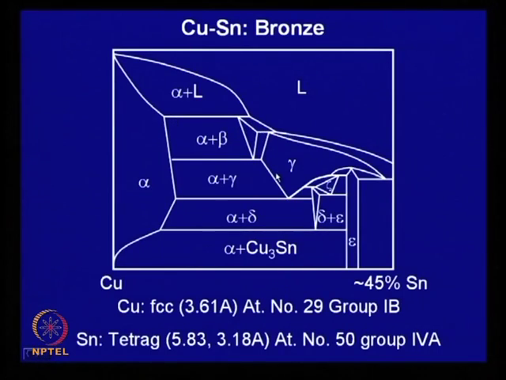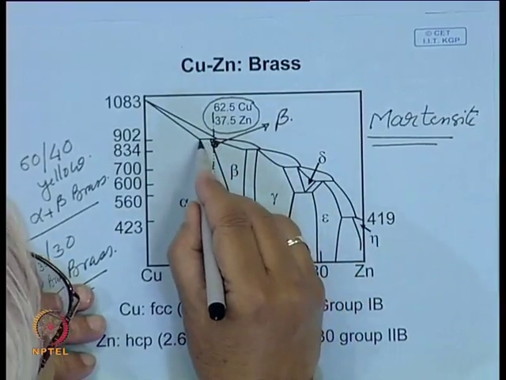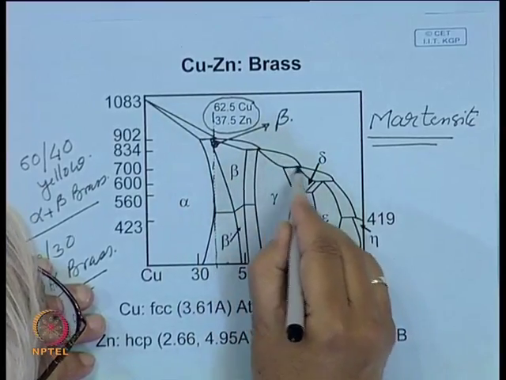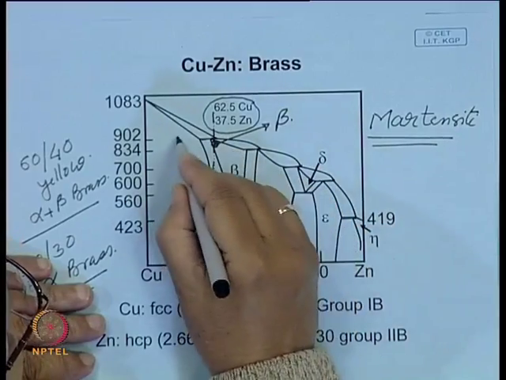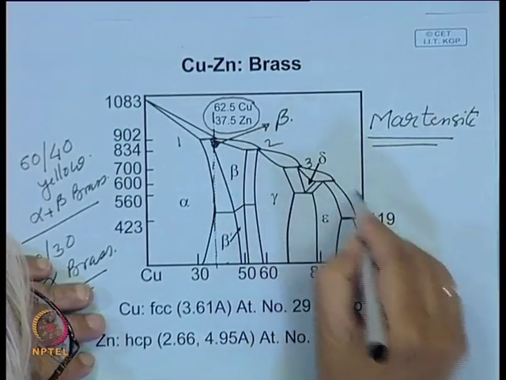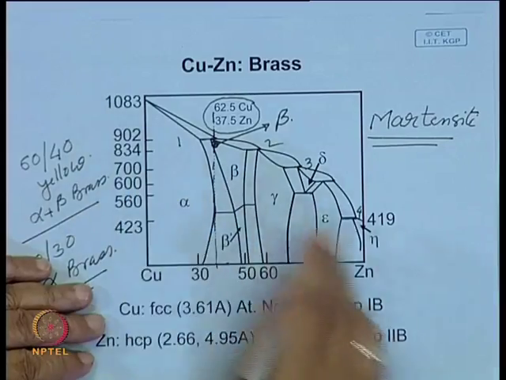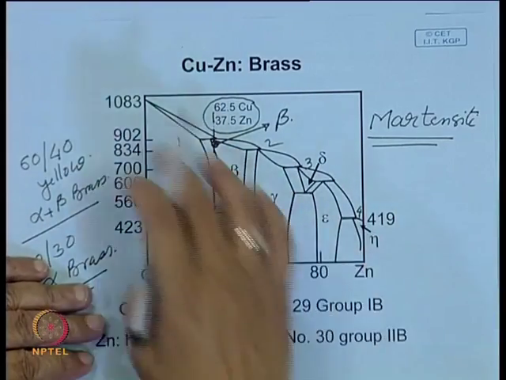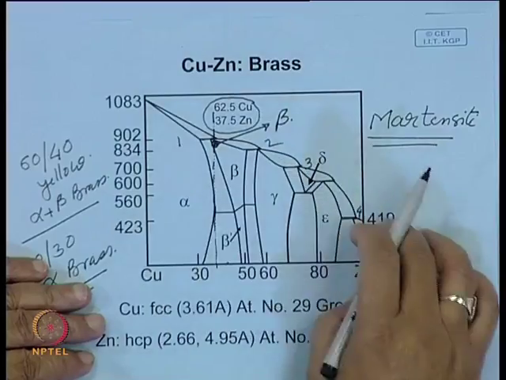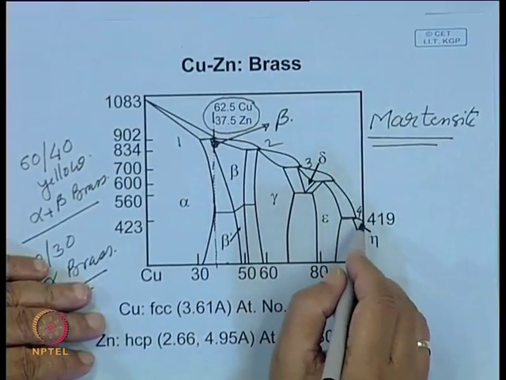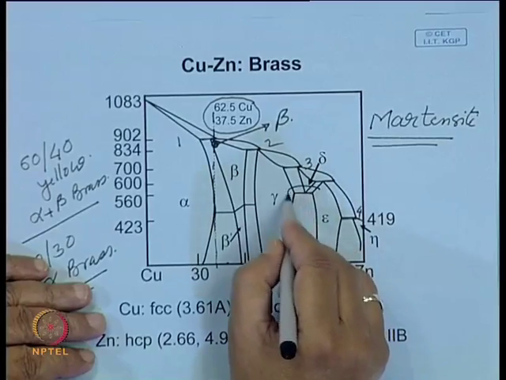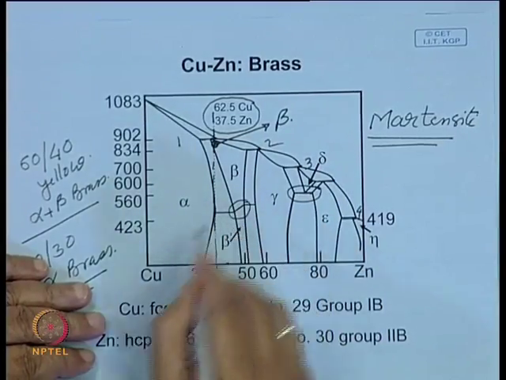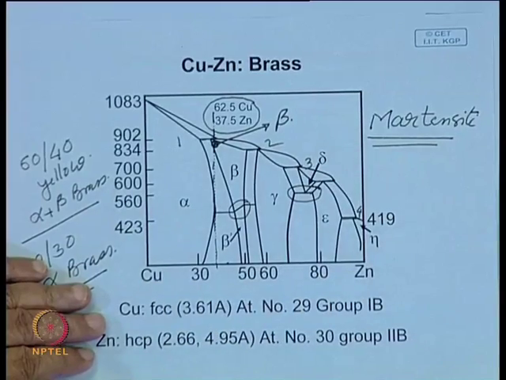So, if you go back to the brass diagram, you only have different peritectic reactions and one eutectoid reaction. You have 1, 2, 3, 4 peritectic reactions. Usually you will find in phase diagrams, if the two metals have widely different melting points, there is a tendency to form peritectic type of systems, and this is a eutectoid system, and you have an order disorder transformation here.